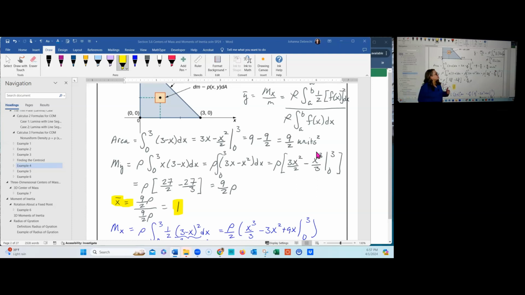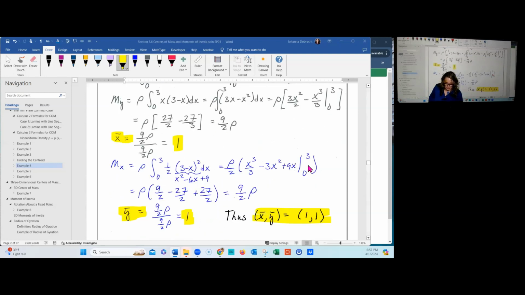And then to find the formula for y bar, the location of the centroid with respect to the y, I need to take the formula 1/2 the function squared and divide that by the area. So I went ahead and computed that down here. This time squaring 3 minus x is pretty straightforward. x squared minus 6x plus 9. I didn't feel like distributing the 1/2, so I pulled the 1/2 out with rho.